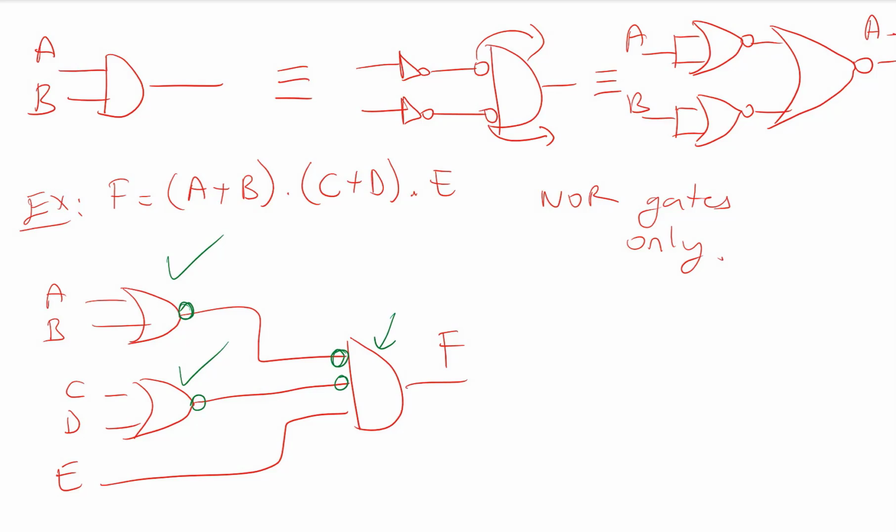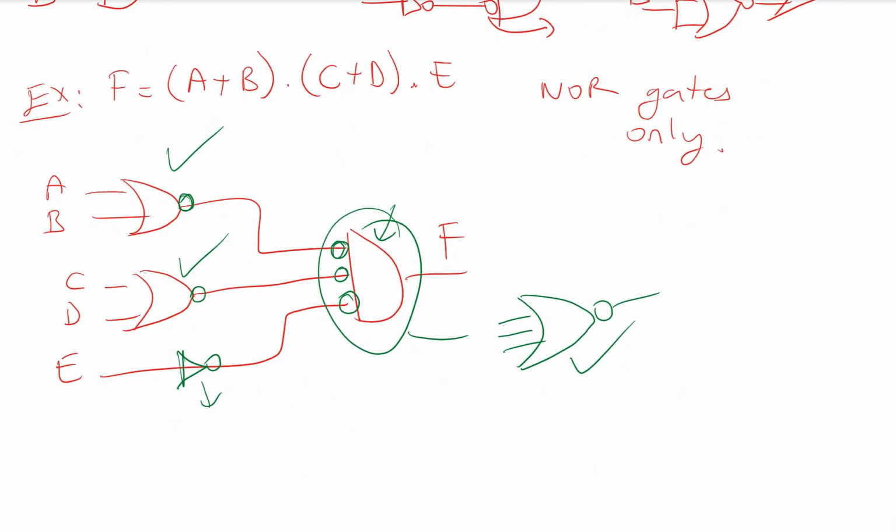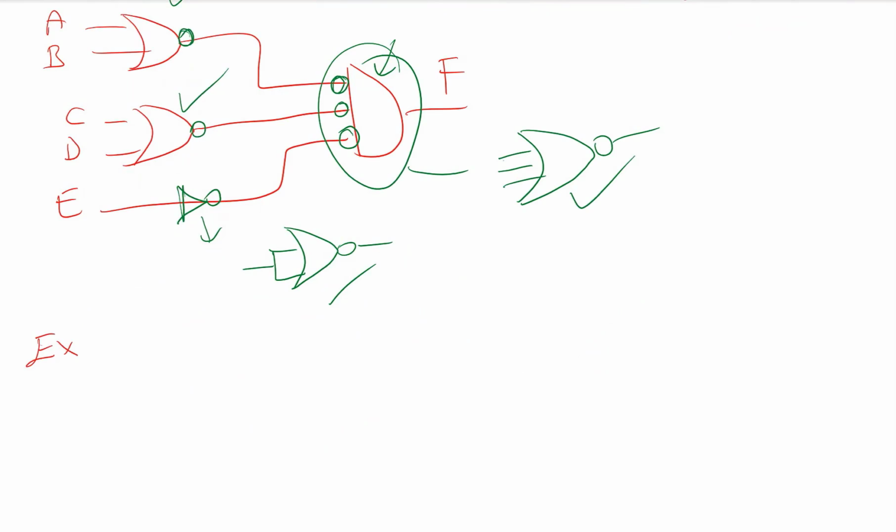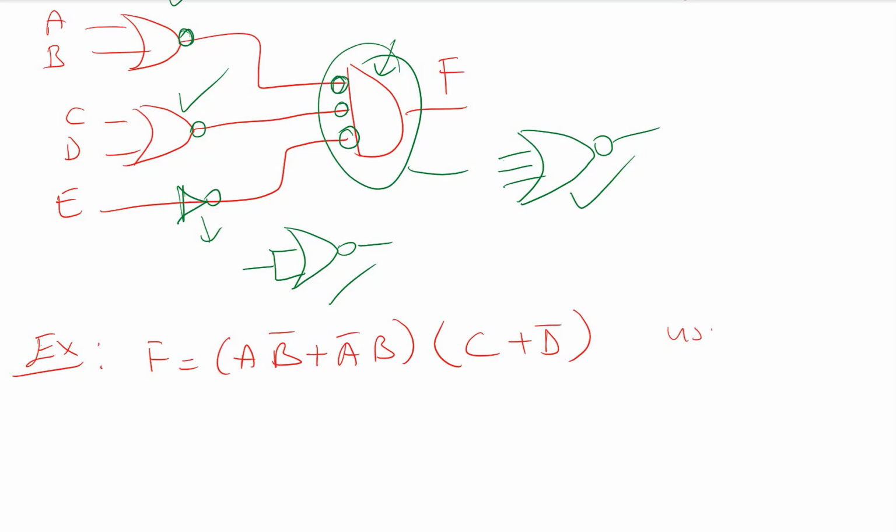So to make this AND gate a NOR, I need to put a bubble here and add another inverter here. Now this is a NOR gate. So this is also okay, and I need to put a NOR gate equivalent of the NOT. So now we have converted all of our gates to NOR. And last example with the NOR. So we are given F equal to A B NOT or A NOT B and C or D NOT. And then using only NOR gates, I need to implement this.